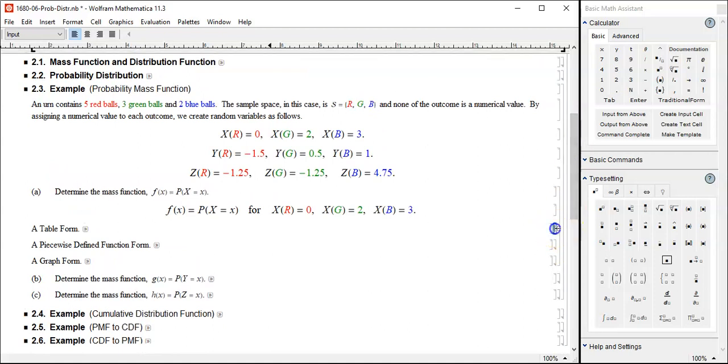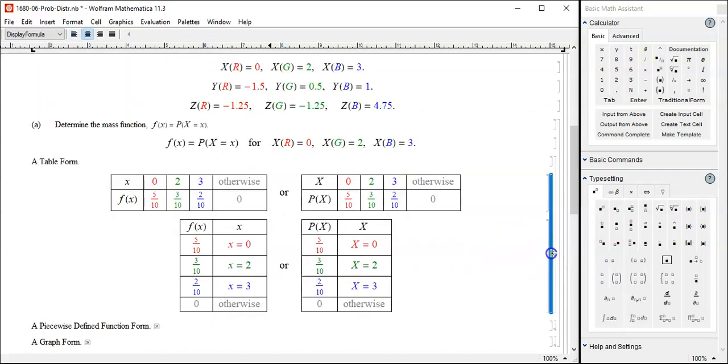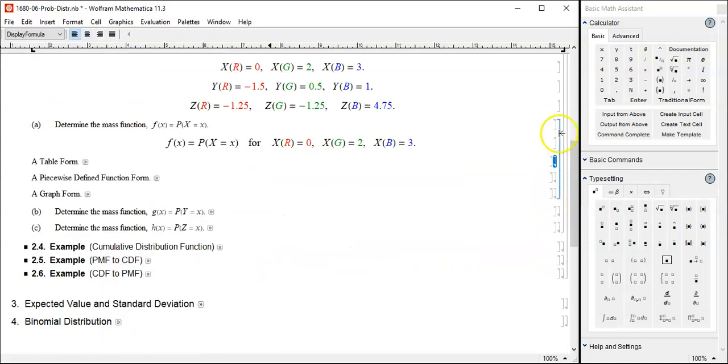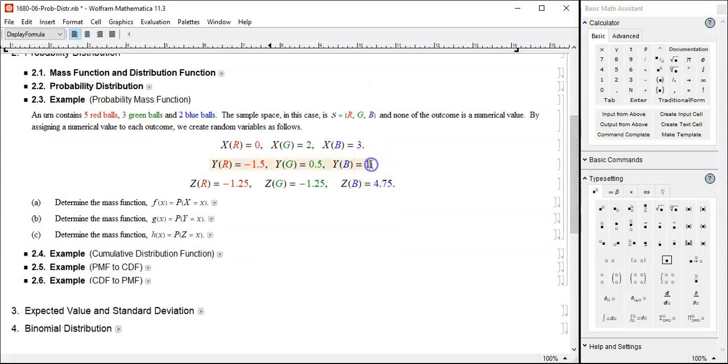Which is most important? In my opinion, the tabular form is the most important and the most useful, either horizontal or vertical. Okay, we went through the first example. Now, can you do the second problem here?